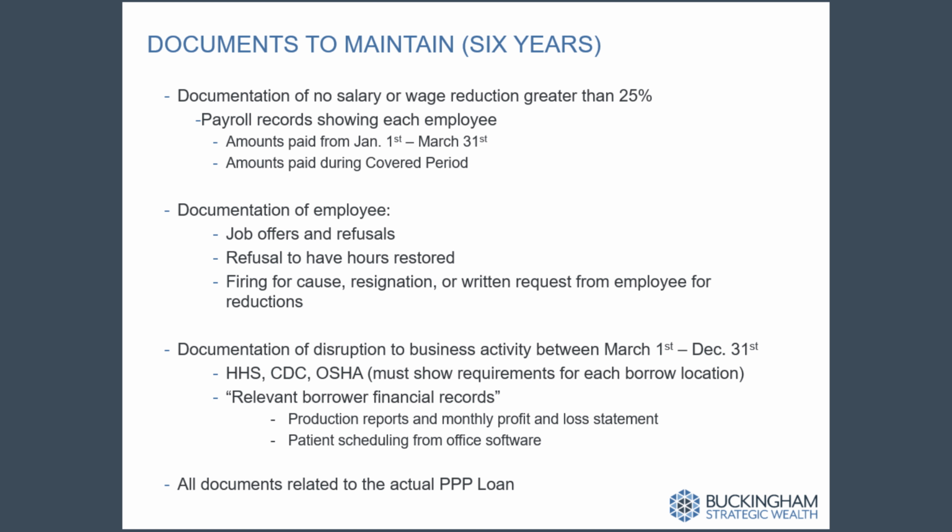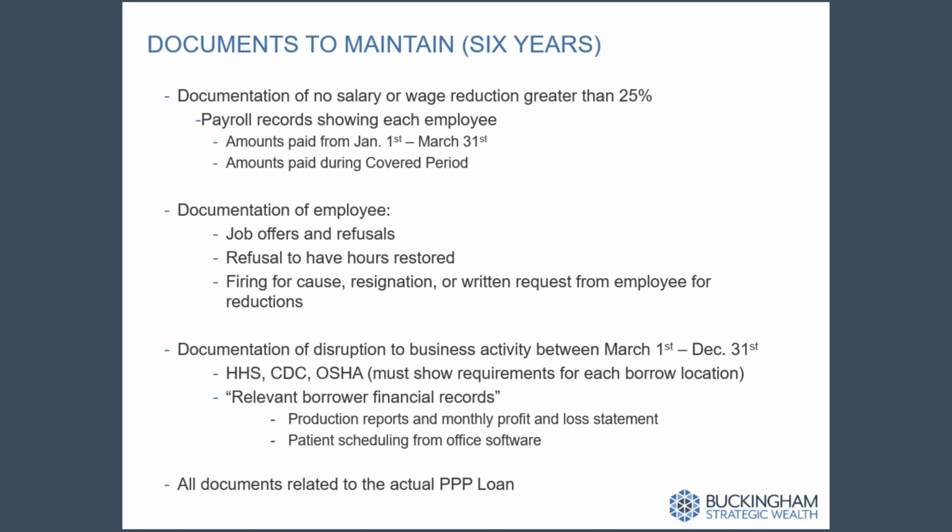Also, relevant borrower financial records. So for those weeks that we were shut down, for that month that covers those shutdowns, get together your production reports, get together the monthly profit and loss statement, and then likely from some of your office software, grab some of the patient scheduling so that we can just show that we had that significant disruption when our practice was shut down.